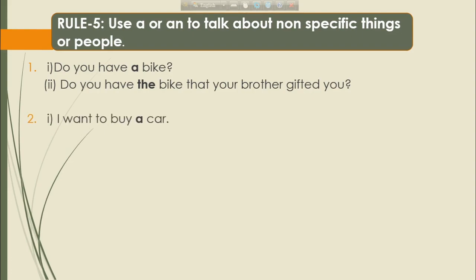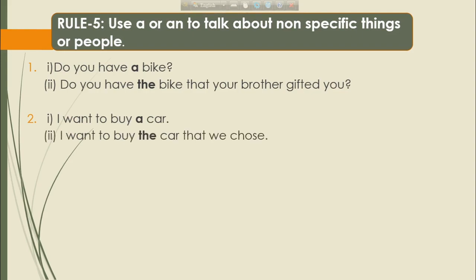In rule number 2, we have: I want to buy a car. Here I don't mean any specific car. I have just decided to buy a car. Now I say that I will buy a car or I want to buy a car. That means any car will do. I have no choice at all.